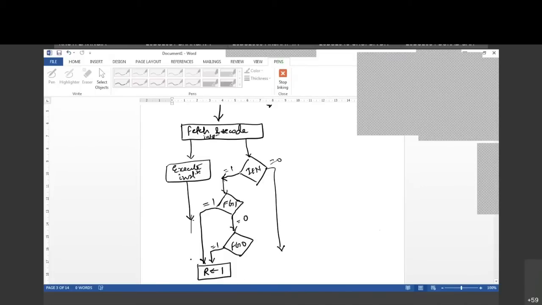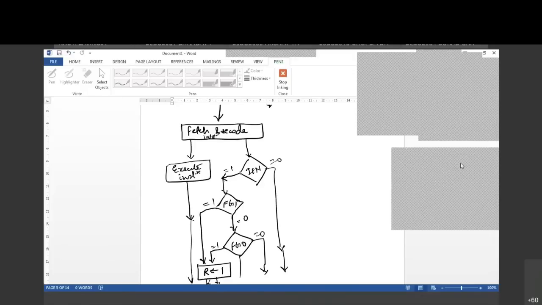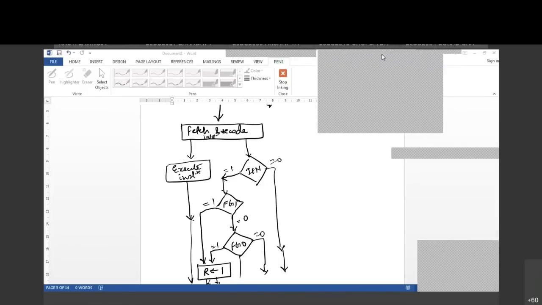We will see that later. Yeah, if FGO is 0, again nothing. Fine. Now let us see what would happen when R is set to 1, the other branch of our flowchart.